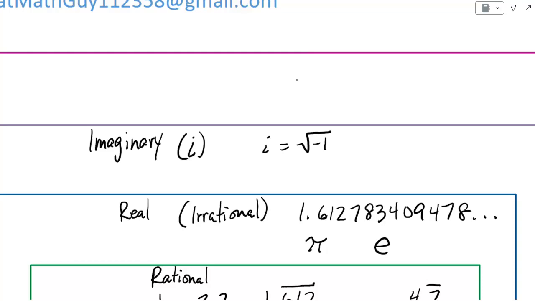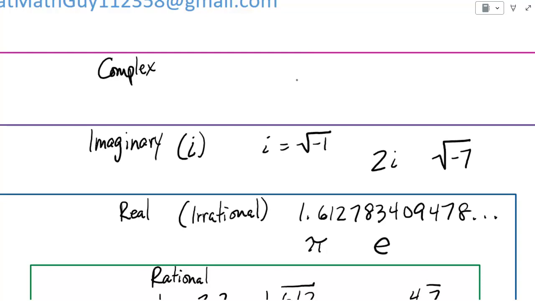So it's any value that has this i in it or has the square root of a negative number, which again is impossible. So anything that has an i, 2i, anything like that, those are all imaginary numbers. Square root of a negative, anything in that realm.